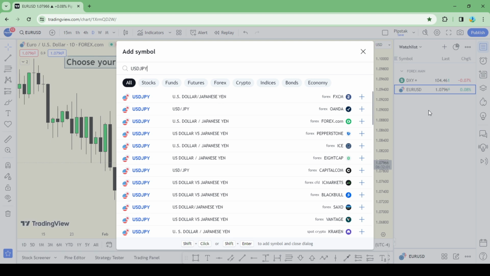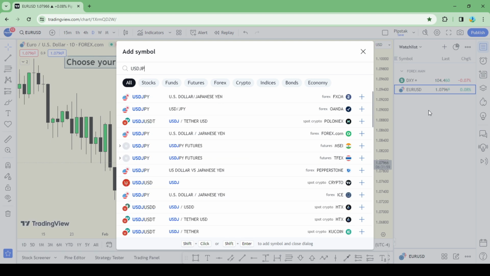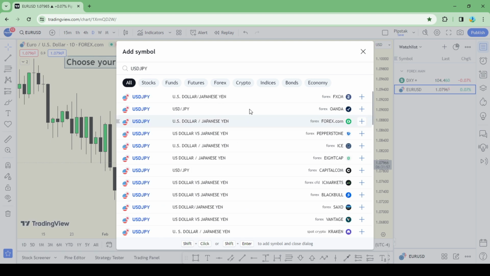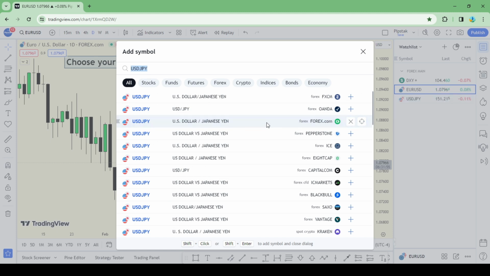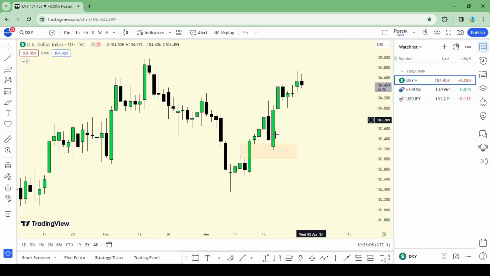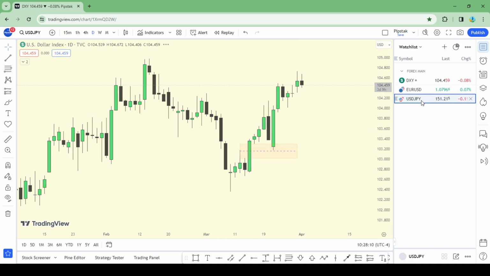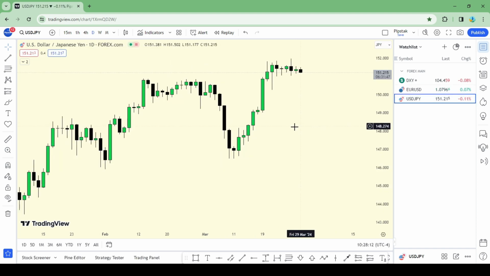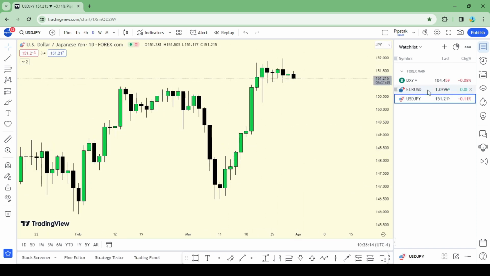But now if you choose something like USD JPY or even USD CAD or something of the sort, so let's just go with USD JPY. Maybe if I choose forex.com, you can see if I look at dollar index, if it is going higher, potentially you want to see also USD JPY going higher at the same time, because the base currency is USD.